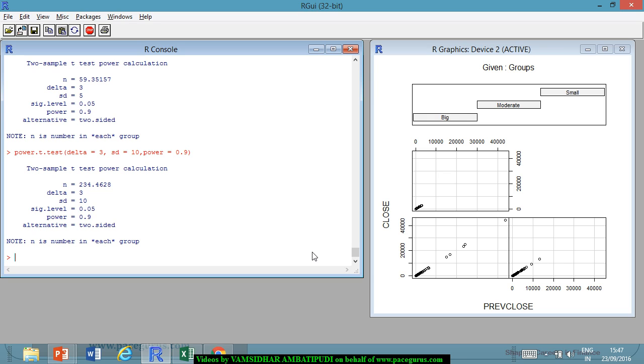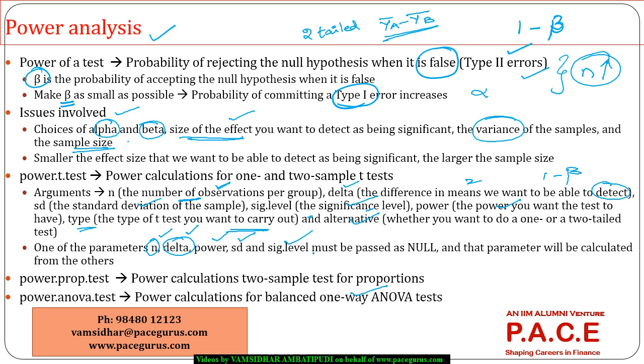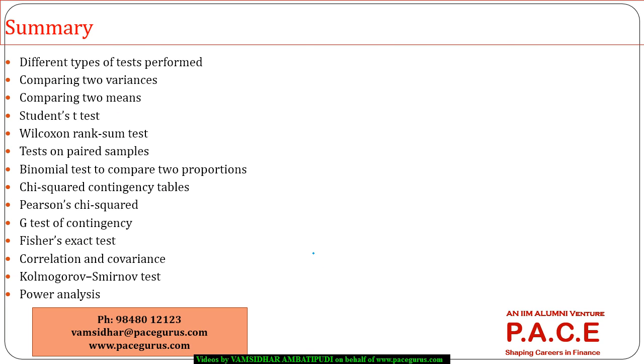So we can very well use this power analysis to assess the worthiness of the test that we have performed, or whether the sample size is really adequate for our test, which can be determined through this power analysis. So these are the various things that I wanted to cover as a part of working with two samples. We had an initial understanding of the different kinds of tests that need to be performed. We worked on comparing the variances, comparing the means. We looked at the student t-test and the Wilcoxon rank sum test. So all these aspects we have primarily focused on. I hope you got a good amount of understanding on all these various aspects.